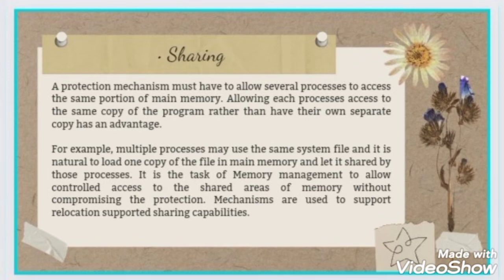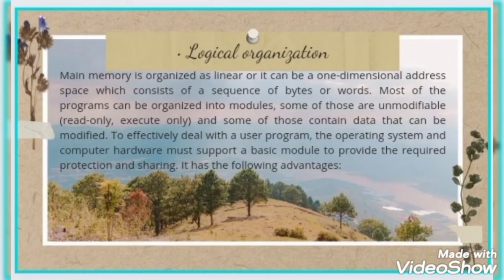So moving on to part one, logical organization. Main memory is organized as a linear, one-dimensional address space which consists of a sequence of bytes or words. Most programs can be organized into modules. Some of those are unmodifiable, read-only, or execute-only, and some of those contain data that can be modified. To effectively deal with a user program, the operating system and computer hardware must support a basic module to provide the required protection and sharing.